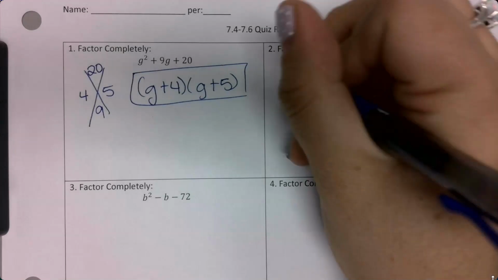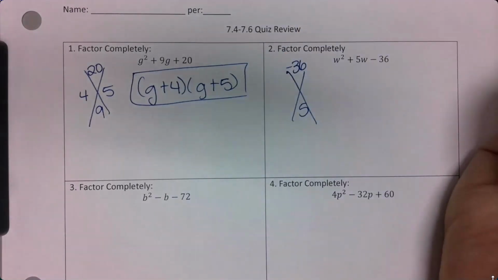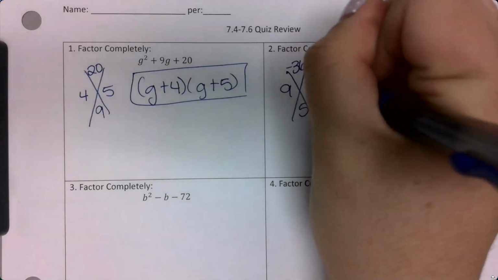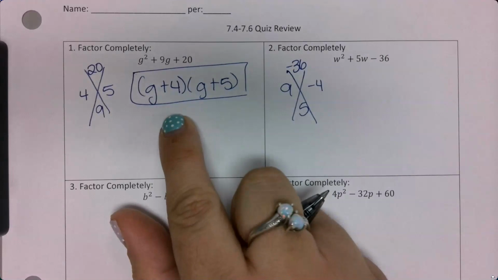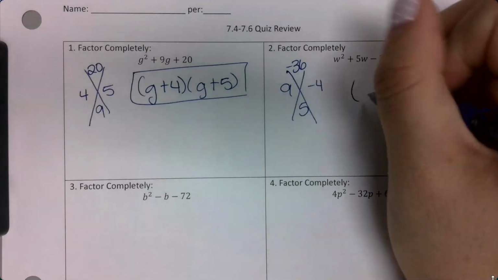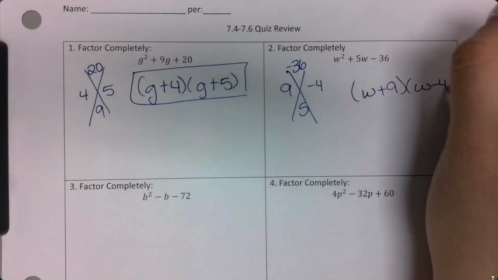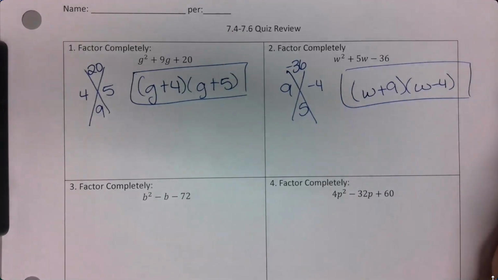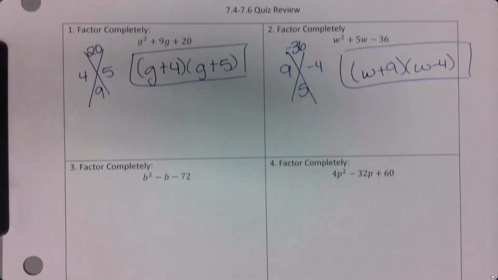So same idea for number 2. I'm going to have -36 and 5. This is going to be 9 and -4. One thing I should say is I could have written this g plus 5 and g plus 4, and then it would have been the same thing. So order doesn't matter on these. So I have w plus 9 times w minus 4. Again, I could have written this as w minus 4 times w plus 9.